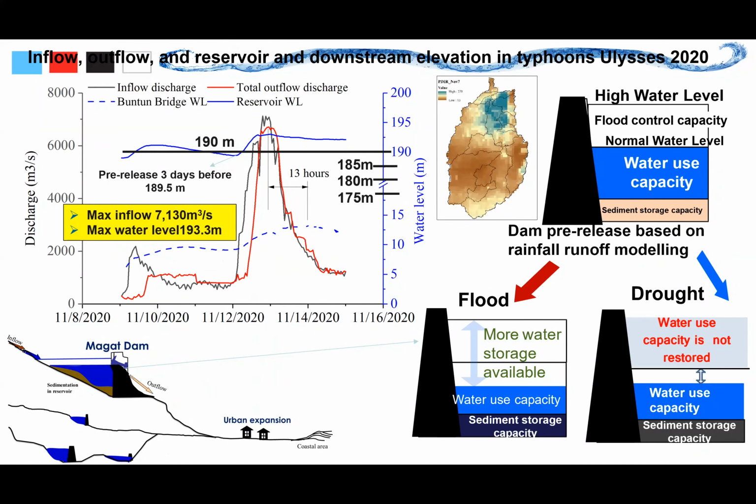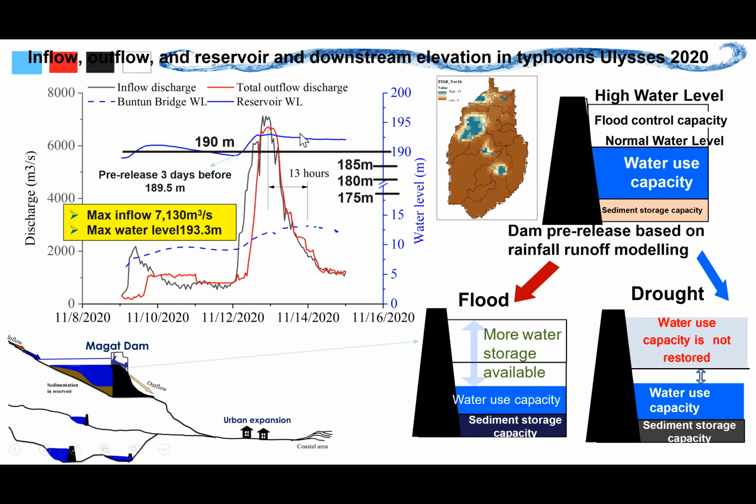Therefore, we tried to run lots of scenarios and simulations for the options. Either we propose an additional dam to support Magat Dam to reduce the flooding, or, as you can see in this picture, this is the dam, with the very high water level, some water use capacity, and this is the sediment storage capacity. And this part between high and normal is for flood control. So the important thing is the dam operation itself, how to operate the dam.